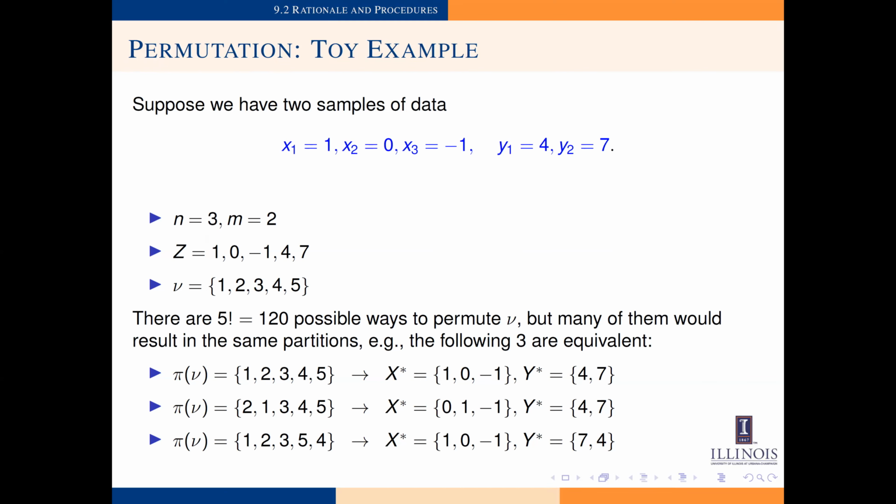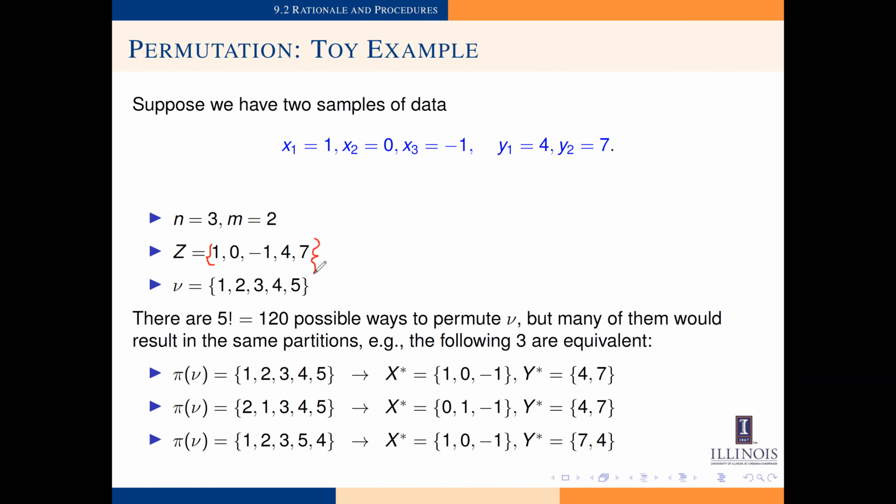And Z is going to be the set, I'm missing the braces here, Z is the set {1, 0, -1, 4, 7}. Since there are a total of 5 elements, we know that the index set nu is going to be just 1, 2, 3, 4, 5. So we can see that the number of possible permutations of Z is equal to 5 factorial, and that's 120. So that's the number of ways that we can permute the index set nu.